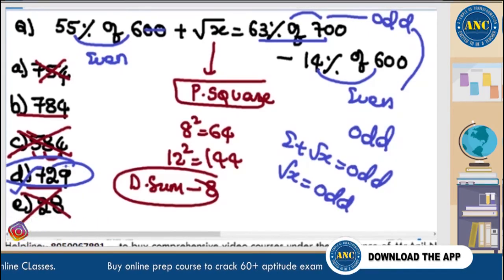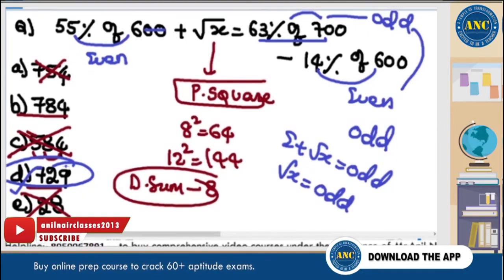Right? Praveen, unit digit will work with decimal numbers also. I will take a question.